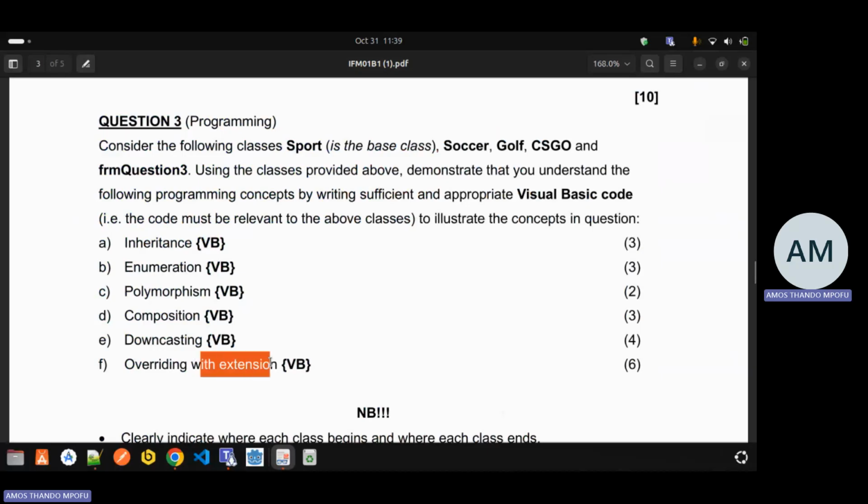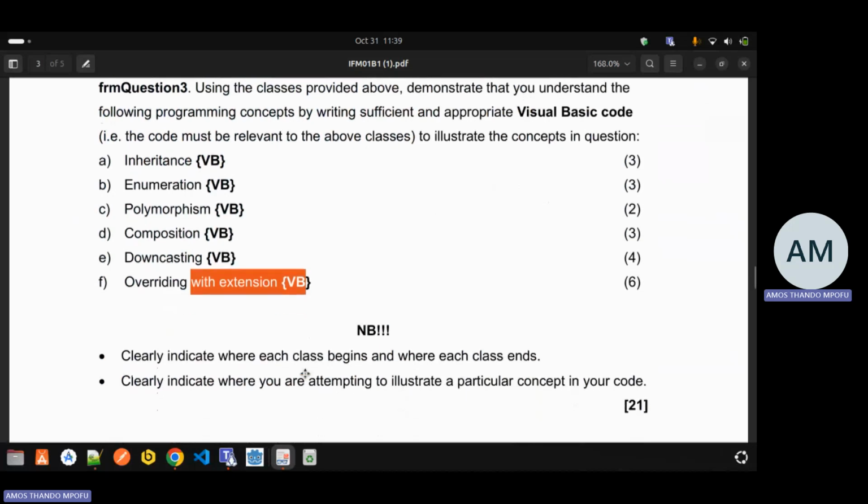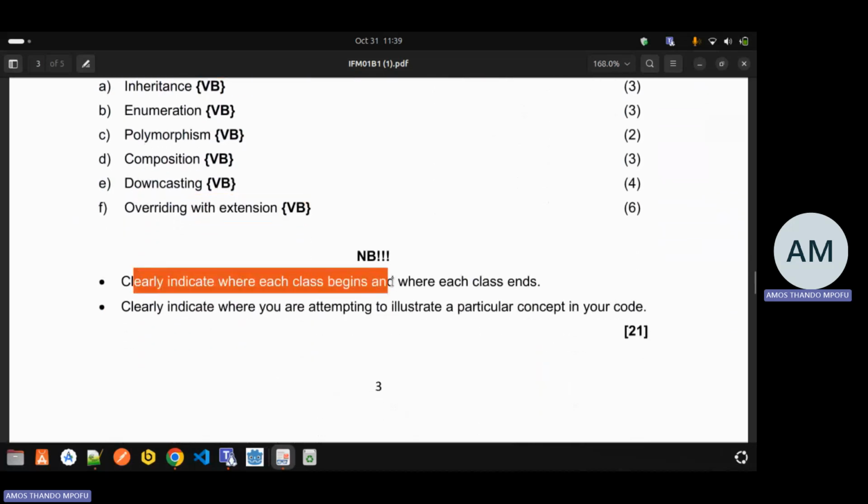With extension, I'm not sure whether they mean the overrides keyword. Yeah, I think they need, with the extension, the keywords. I think that's what they actually meant there. So that's pretty much it. That's question 3. And then clearly indicate where each class begins and where each class ends.